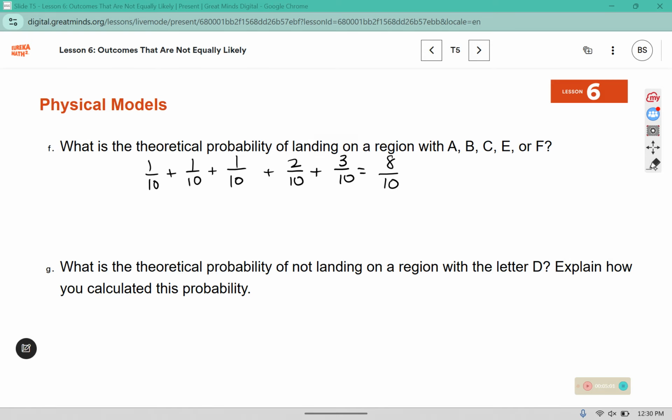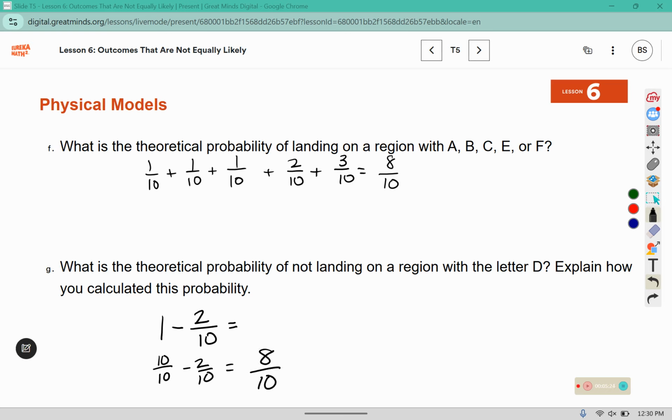What is the theoretical probability of not landing on a region with a letter D? Explain how you calculated this probability. Well, the entire probability is 1 whole, and not landing on D means we need to remove the probability of landing on D. That would be 10 tenths minus 2 tenths, which is 8 tenths.